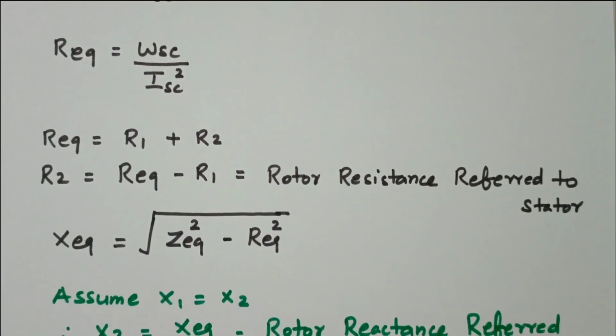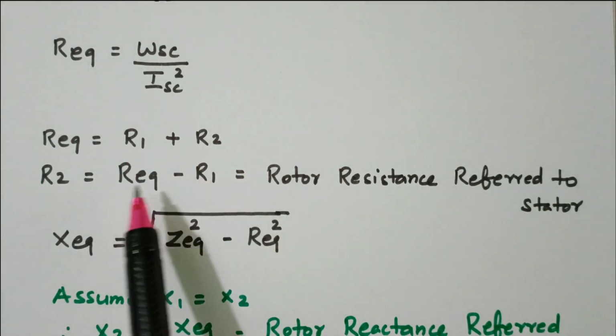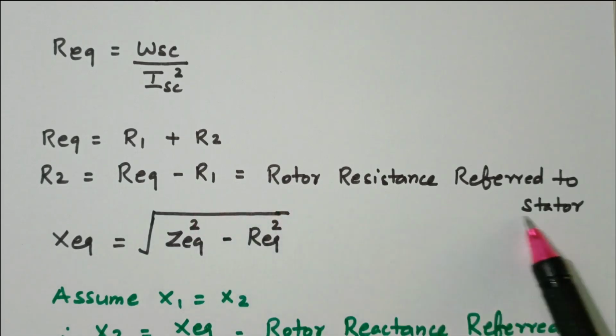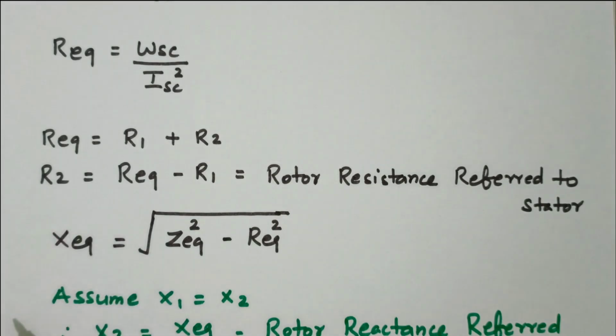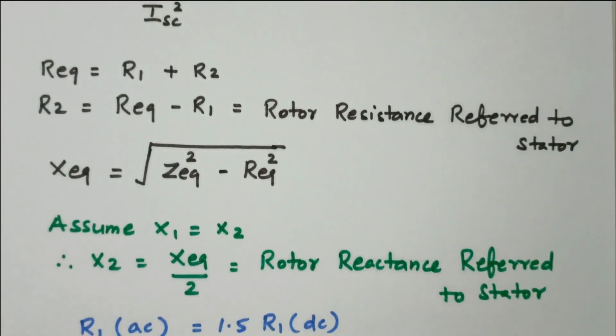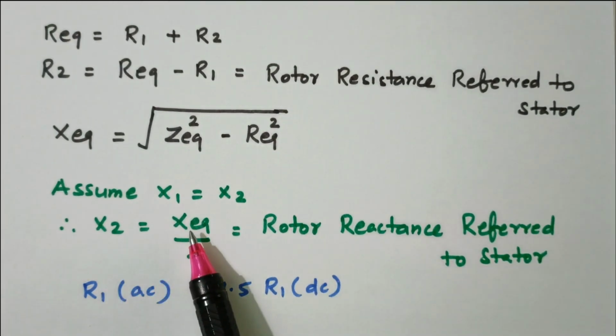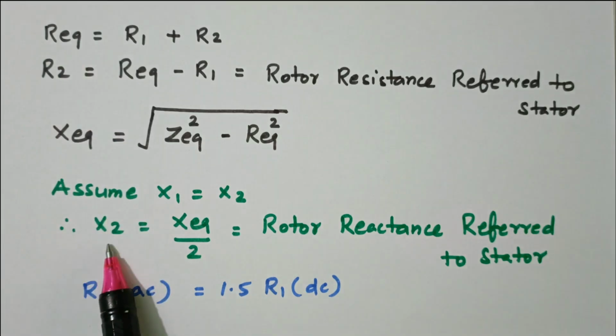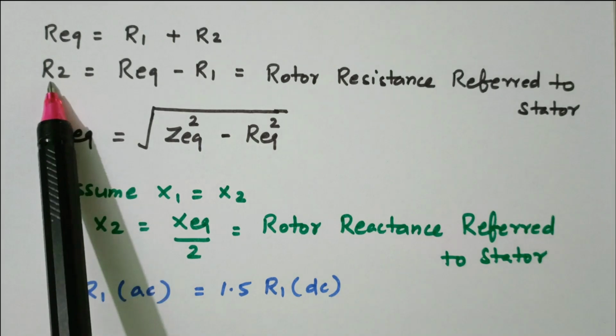And we know that R equivalent equal to R1 plus R2. So R2 equal to R equivalent minus R1, the rotor resistance referred to the stator. So we are able to find the R2 value. Then X equivalent equal to square root of Z equivalent squared minus R equivalent squared. This is the normal impedance formula. Reactance equal to square root of impedance squared minus resistance squared. So assume that X1 equal to X2. So X2 equal to X equivalent divided by 2 because both are equal. So now we calculated R equivalent, R2 value as well as X2 value. That is our aim. We need to find the R2 and X2 value.